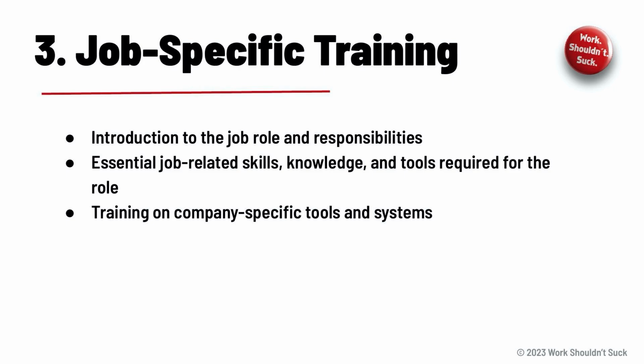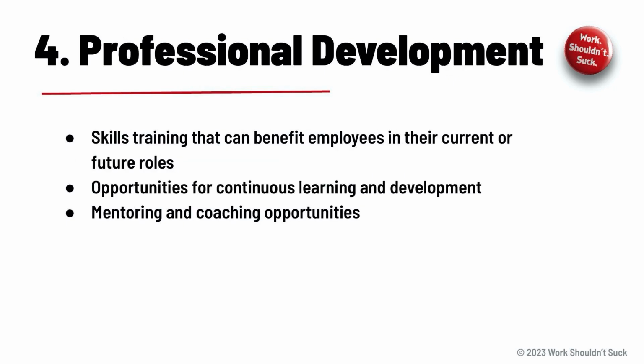Under the third bucket, job-specific training: introduction to job roles and responsibilities, essential job-related skills, knowledge, and tools required for the role, and training on company-specific tools and systems. This is one of those buckets where it might not be in the general core curriculum. If you consider 100 courses, 200 courses, advancing in the knowledge that you need when you need it, this might be a 200 level course, or specific to the various roles. But really think about, all right, what does this role need to know? What applications does it use? Who does it work with? What's the history of the role? What's the history of the department they're working in? So that would be bucket 3 under this part 1 construct.